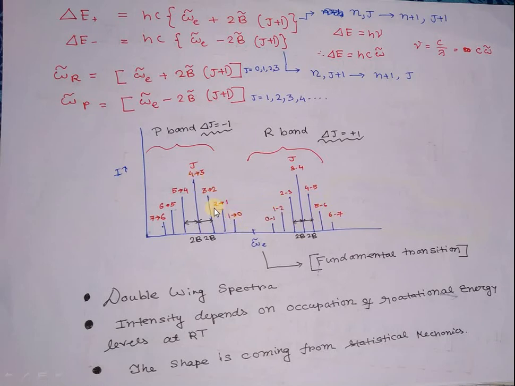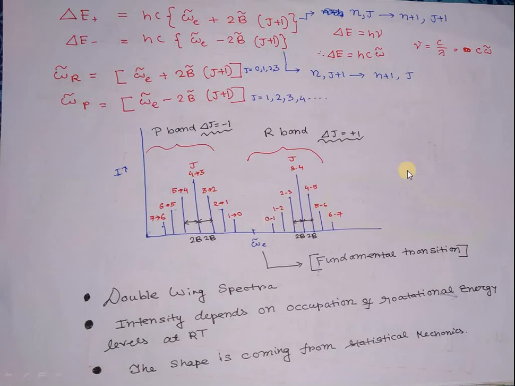The intensity will gradually rise up, reach some maximum point, and then again gradually decrease. This R band arises because of these types of transition, from J equal to J to J equal to J plus 1. For these transitions the R band arises, and the P band arises due to these other transitions. And this omega is called the fundamental transition, situated in between the two bands.